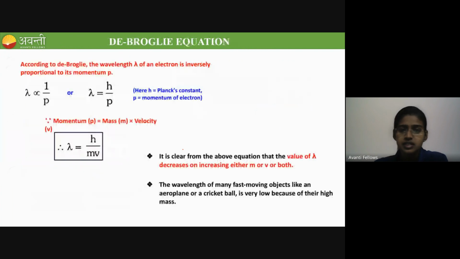So the next is the de Broglie equation. According to de Broglie, the wavelength, that is lambda, of an electron is inversely proportional to its momentum, which is called P. So lambda is inversely proportional to P, and if we remove this proportionality symbol, we introduce a constant, and that is h. That h is the Planck's constant, and we all know that.